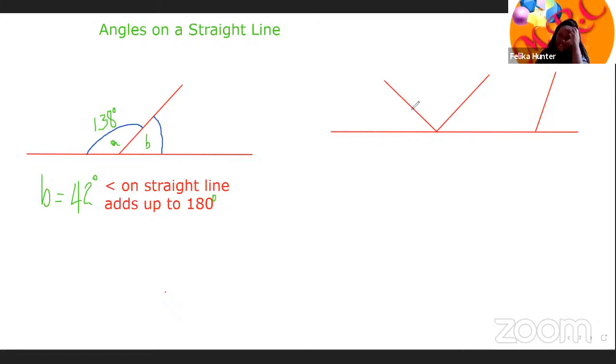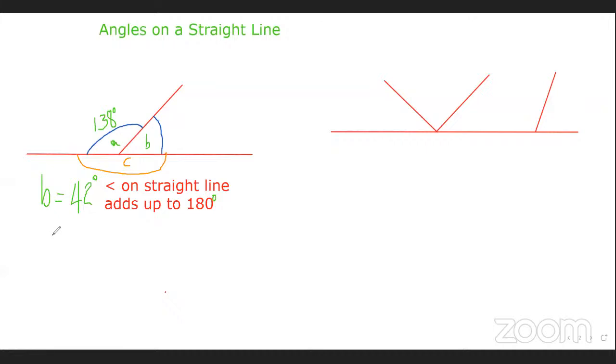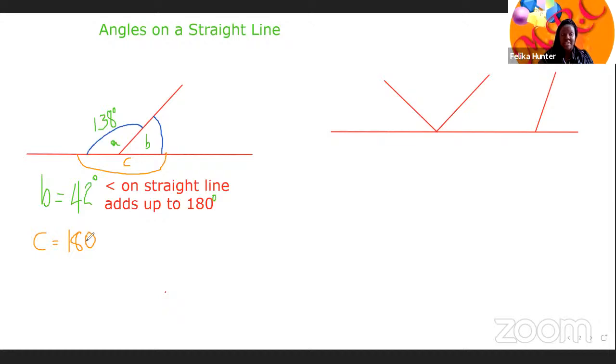So we know that. Now we're going to come over here. Just by chance, say for instance Miss Hunter was curious and decided to put another angle here, what would this angle C be? What would angle C equal to? 180. Yes, beautiful, 180 degrees, right? Again we must put our reason, angles on a straight line.